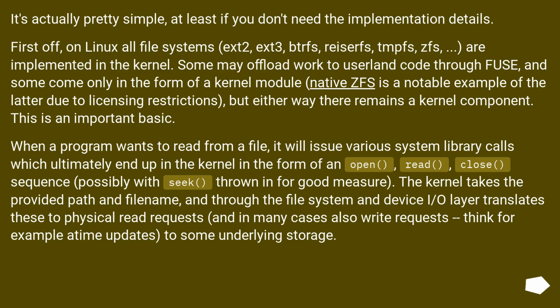When a program wants to read from a file, it will issue various system library calls which ultimately end up in the kernel in the form of an open, read, close sequence, possibly with seek thrown in for good measure. The kernel takes the provided path and file name, and through the file system and device I/O layer translates these to physical read requests, and in many cases also write requests, think for example atime updates, to some underlying storage.